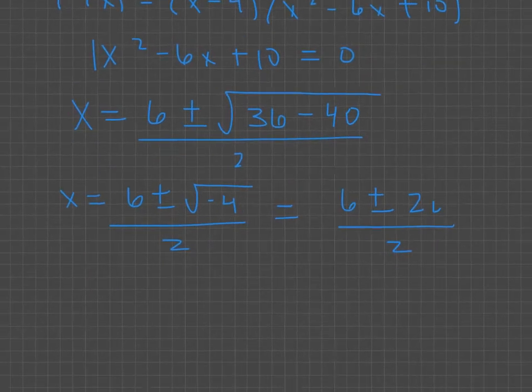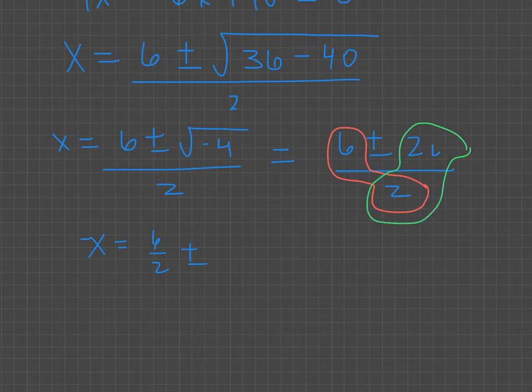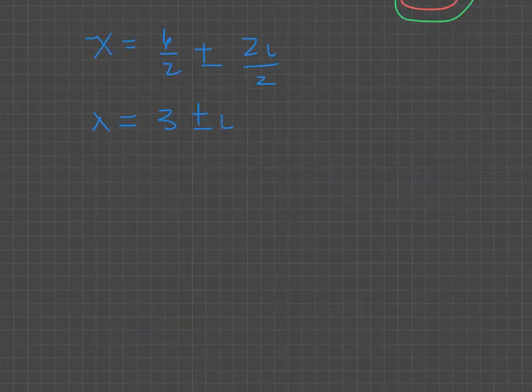We want to write that as the real part, which is 6 over 2, plus or minus the imaginary part, which is 2i over 2, and then we see that we can simplify to 3 plus or minus i. So the list of complex zeros is x equal to the real zero that we found of 4, and then the two complex zeros, 3 plus i and 3 minus i.